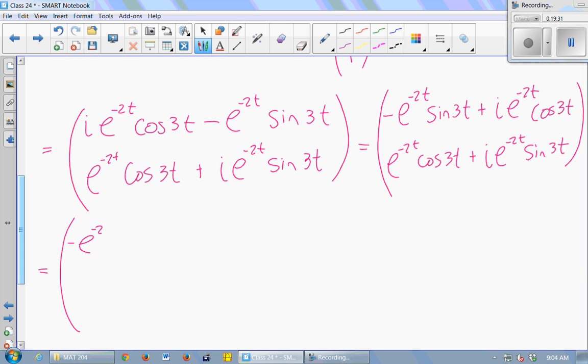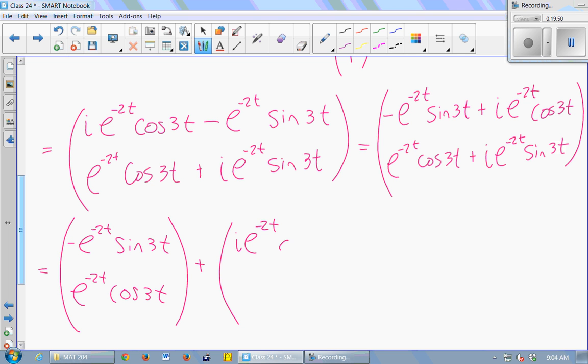-e to the -2t sine 3t and e to the -2t cosine 3t is my first vector. That's just the real parts. Plus my second vector is just going to be the imaginary parts. i e to the -2t cosine 3t and i e to the negative 2t sine 3t.